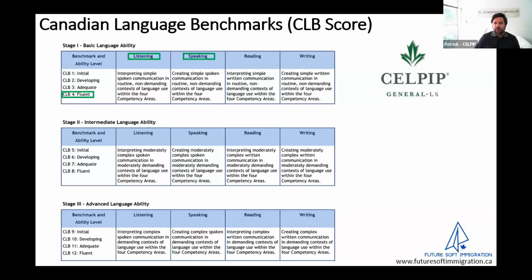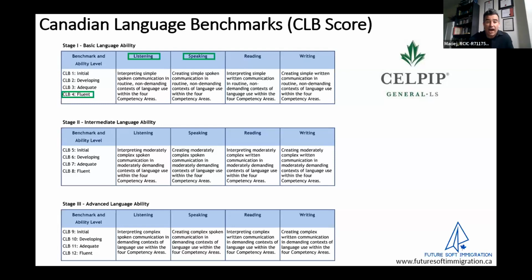Yes, it is. So you're only paying for two component tests. So it's $195 Canadian plus tax. Right. So the minimum CLB score for that exam would be CLB 4, and it's only for listening and speaking. So for citizenship, that's when you have spousal sponsorship or you've been here for many years. So for citizenship, there is a minimum score of CLB 4, which is not very high. And it's only for listening and reading.